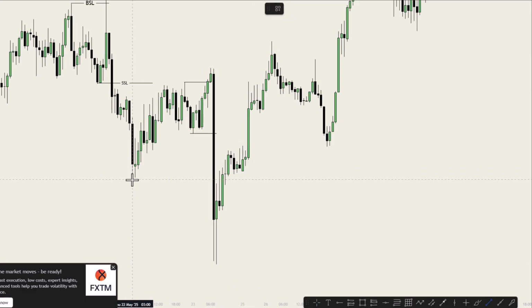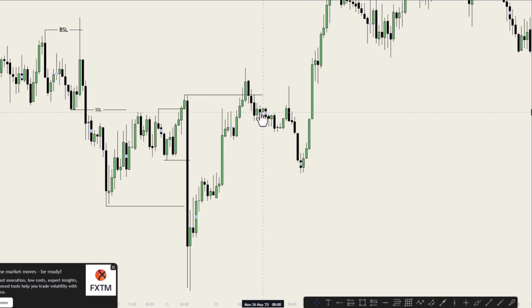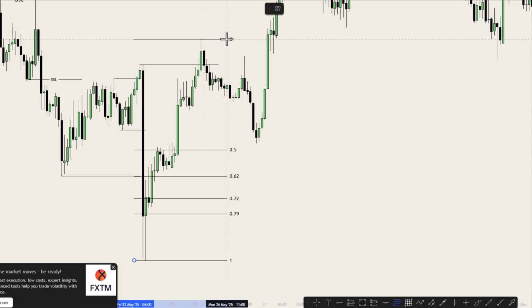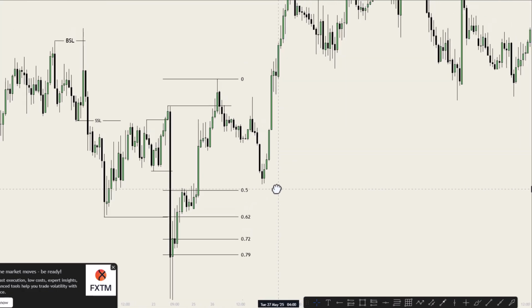Then we have a bullish daily range because we see a break of structure. Price has closed above this high. Now we have a new daily range, which is from this low to this high. We see price creating another daily range, but price did not come into the discount level because price did not go below 50%. So far, we will miss this trade.